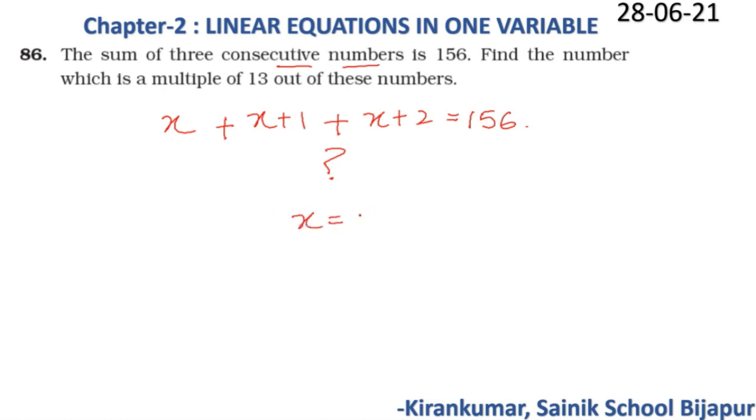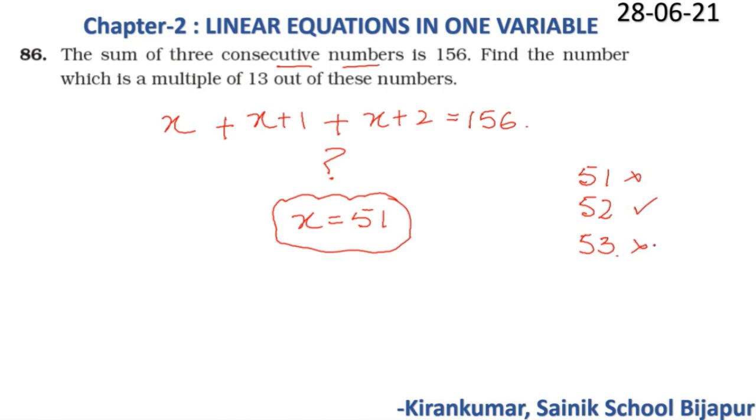Once you solve, you'll come to know that 51 is the value of x. The three consecutive numbers are 51, 52 and 53. Observe these three numbers. 51 is not a multiple of 13, 52 is a multiple of 13, 53 is not a multiple of 13, therefore 52 is the only number which is a multiple of 13. This is how you require to solve.